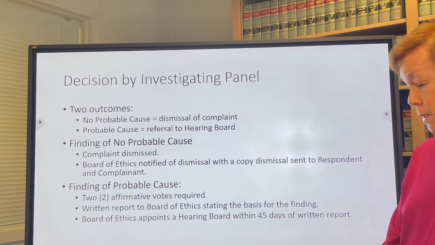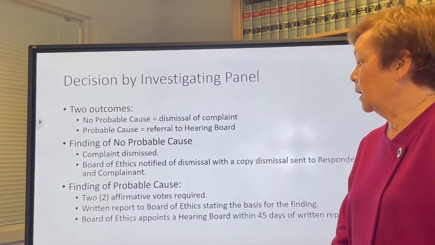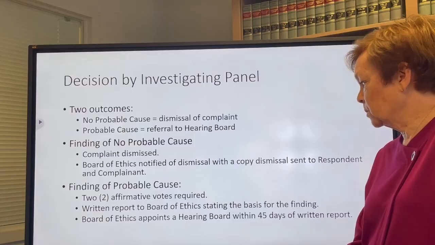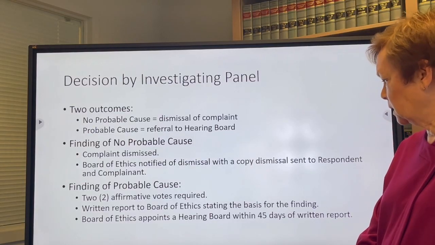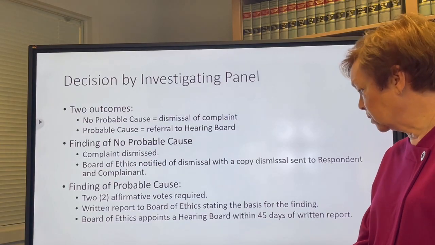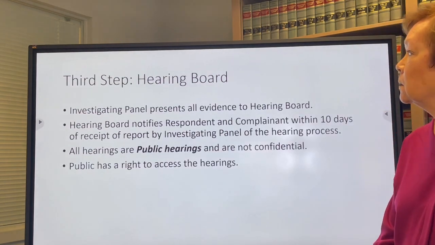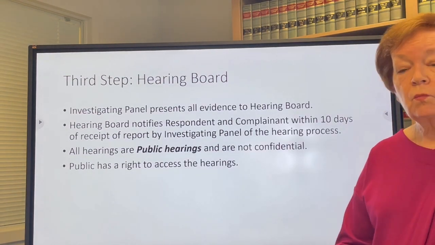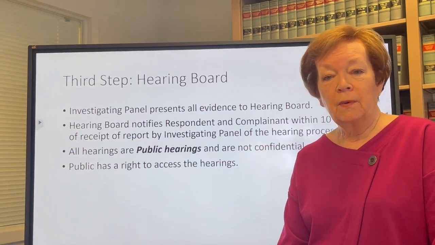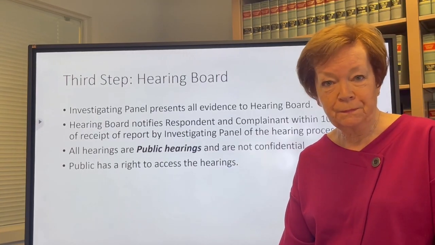Finding of probable cause requires that there be 2 affirmative votes and a written report to the Board of Ethics stating the basis for the finding, and the Board of Ethics appoints a hearing board within 45 days of the written report. So we're going to stop here and we'll take up the next step of the process in the next video. Thank you.